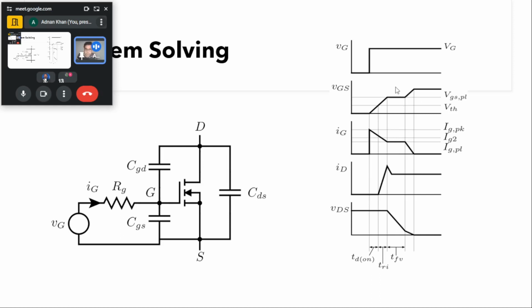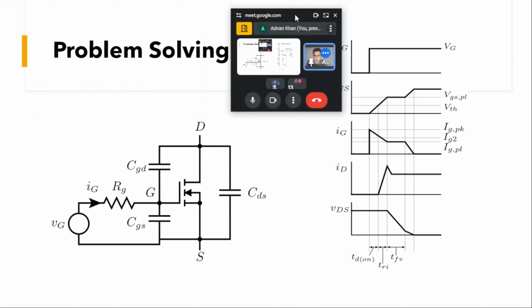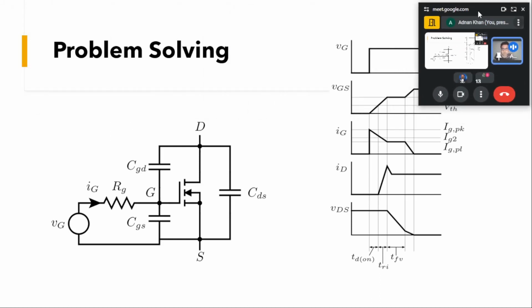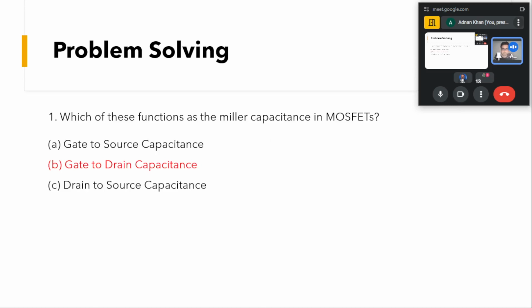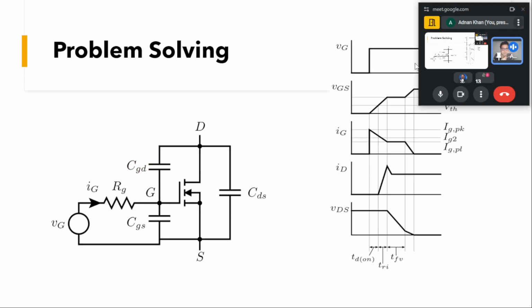So we can see during this Miller region, the CGD capacitance, the gate to drain capacitance, is taken in the picture, so that is the answer. Which of these functions as a Miller capacitor? It is the gate to drain capacitor, as we had seen here. At the time of the Miller region, the CGD will discharge, turning on this device.